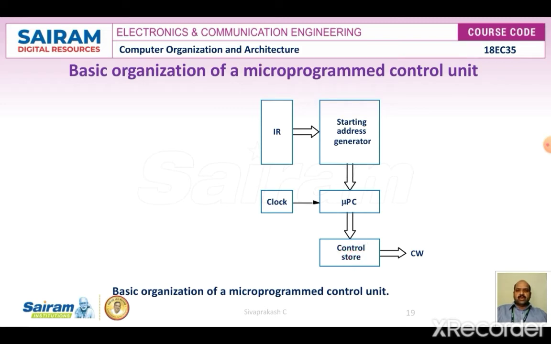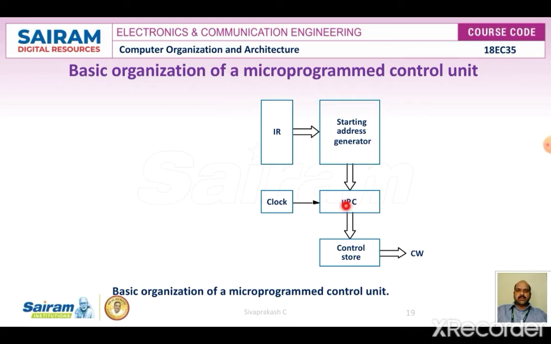The control unit can generate the control signals for any instruction by sequentially reading the CWs, nothing but control words, of the corresponding micro routine from the control store. So this suggests organizing the control unit to read the control words sequentially from the control store. A microprogram controller is going to be used over there.